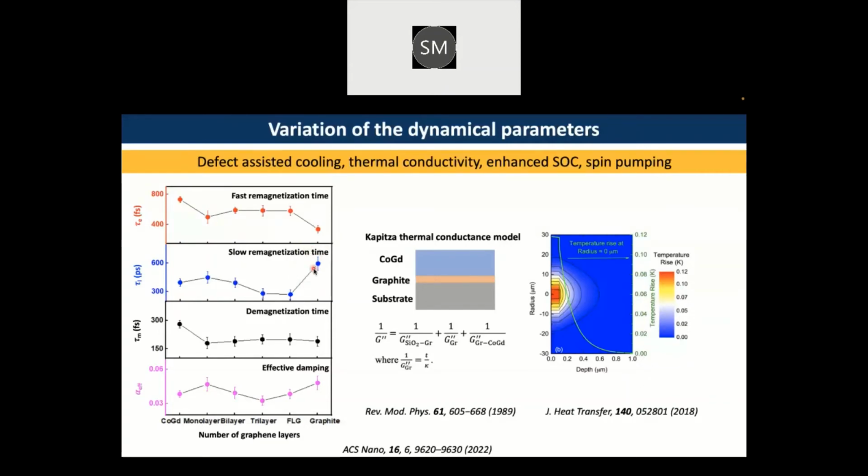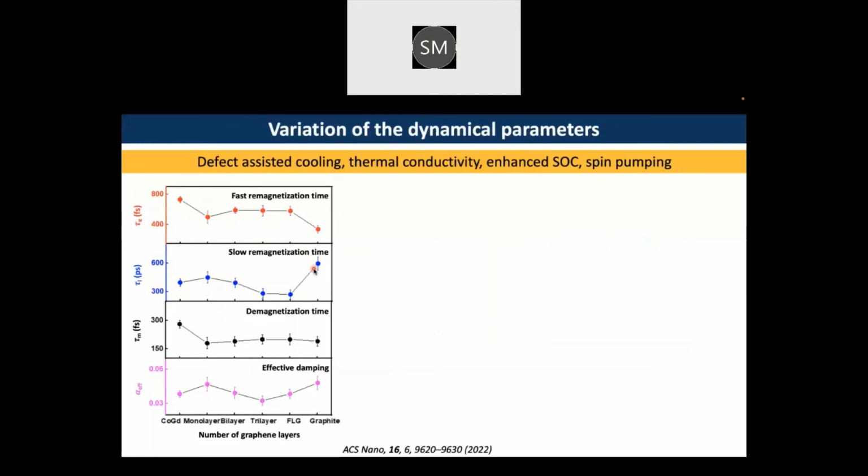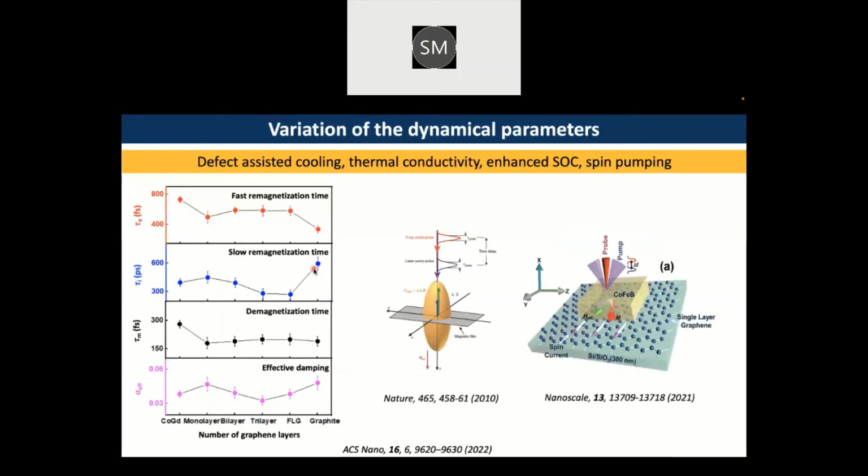So the important parameter now I will discuss is ultrafast demagnetization. The demagnetization time becomes 2 times faster due to hybridization between the pz orbital of graphene with the d orbital of the cobalt sublattice. More allowed states near the Fermi surface are created, and it is very important to remember that coupling between spin and orbital degrees of freedom reduces demagnetization time.